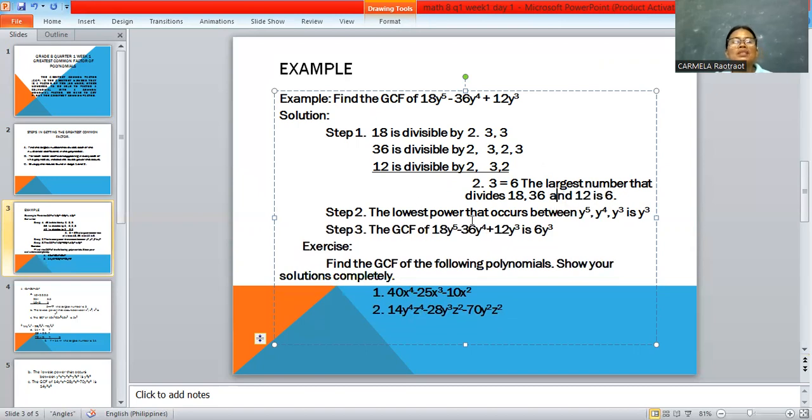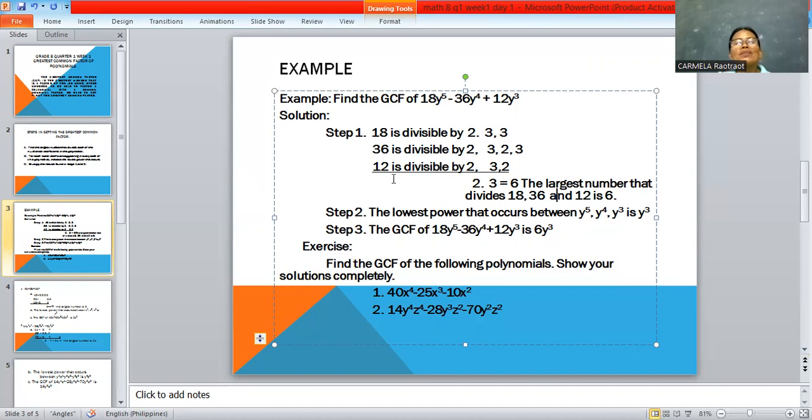Step 2: the lowest power that occurs among the literal coefficients. We have y^5, y^4, and y^3. The y here is the base and the exponents are 5, 4, and 3. The lowest is 3. So the lowest power is y^3.